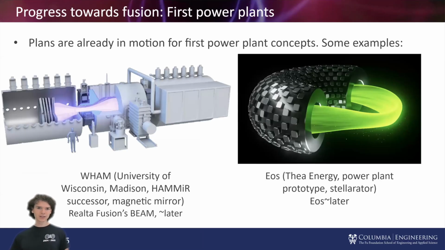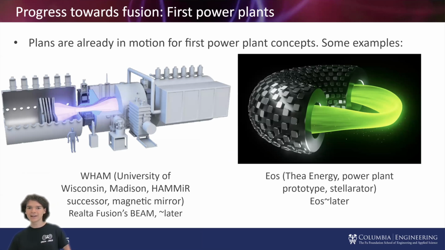In addition, there are some other devices for other types of power plants. WHAM from the University of Wisconsin is a magnetic mirror device, which is another type of magnetic confinement fusion we haven't talked about much, but it's another concept. And it's kind of coming out of Realta Fusion. This one, again, the timeline's not as clear, but it's also in development.